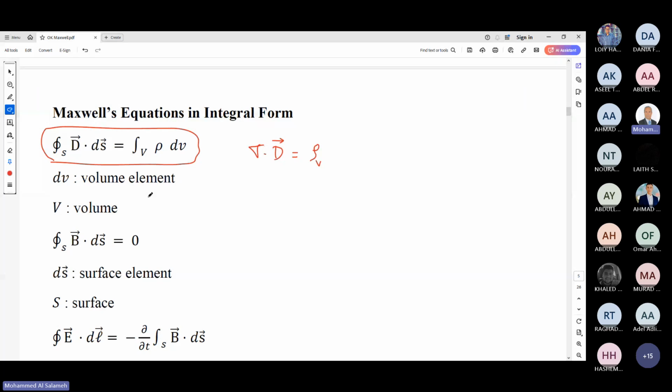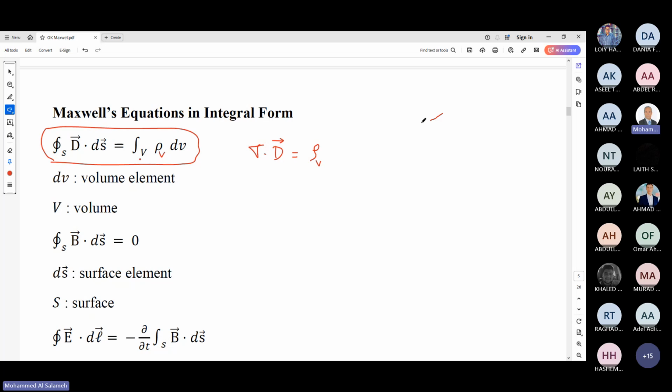So if you integrate both sides, the integration of rho V dV over the volume will give you the total charge. The total charge is the integration of D dot dS, because D is coulomb per meter squared. If you integrate over the closed surface, you will obtain the total charge enclosed within the surface.